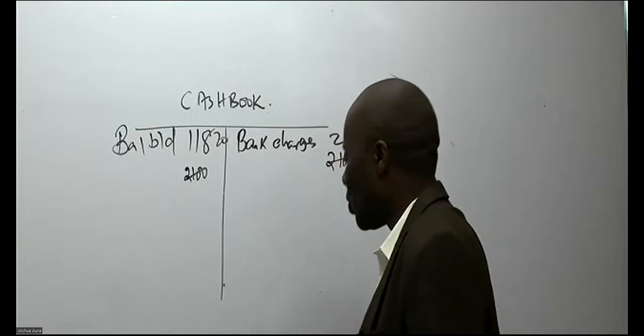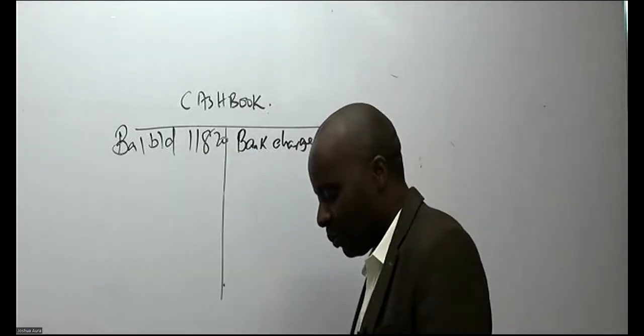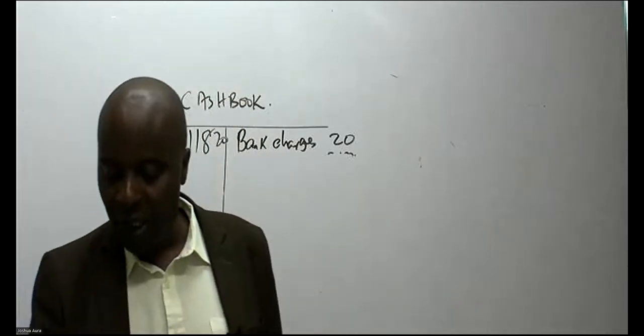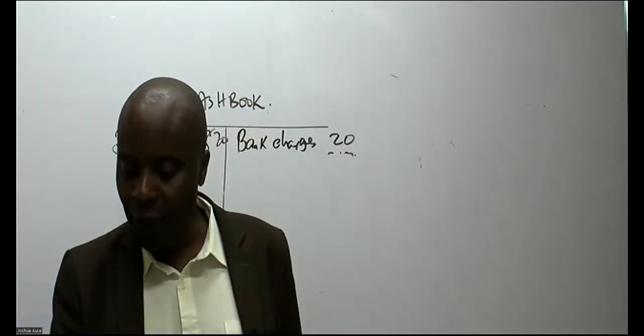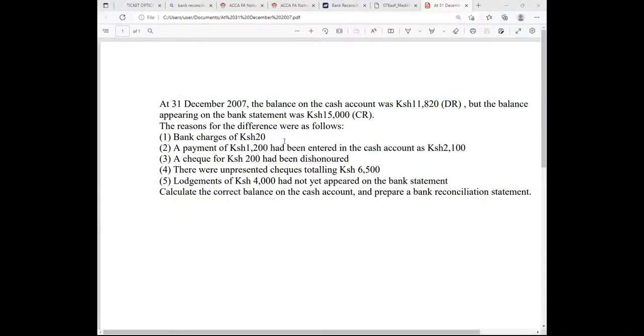But why should I really do that? A good student will come and tell you that whenever there are discrepancies in the cash book because of an error, go ahead and give us that difference. What is the difference here? A payment of 1,200 has been entered in the cash account as 2,100. So first of all, give me the difference between the two. It is 2,100 minus 1,200, isn't it? That is the error. The error is 900.